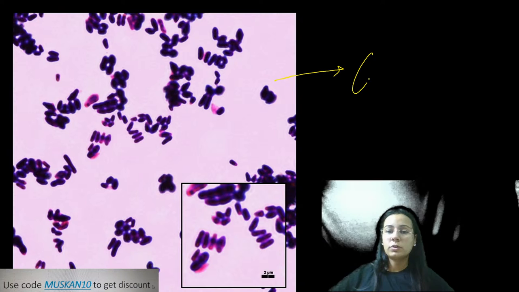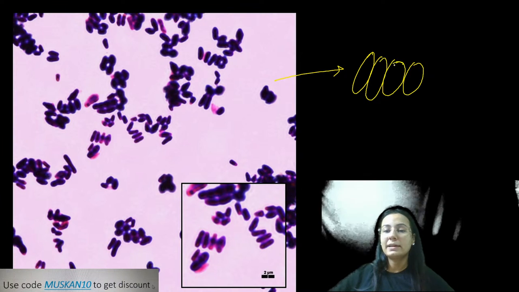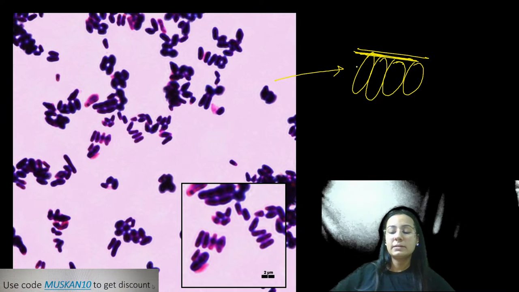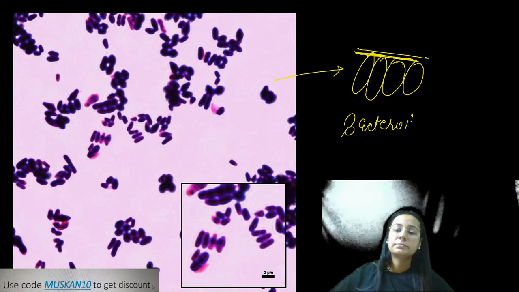Now this is the palisade like bacteria, the palisade that is the boundary, like a fence you have seen in a park, arranged in a similar pattern parallel to each other. That is the palisade pattern that is seen in the bacteroids.